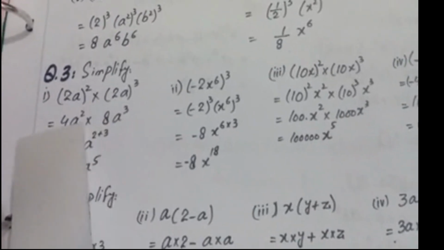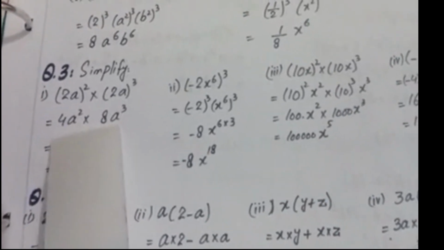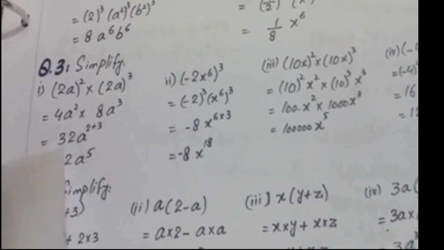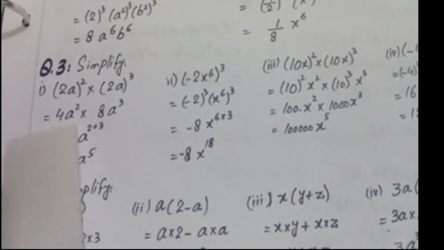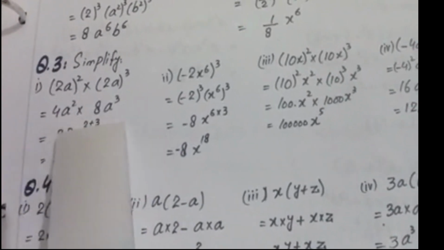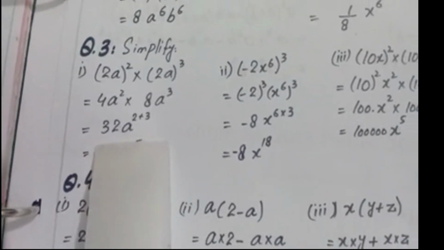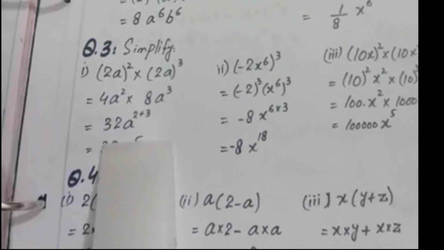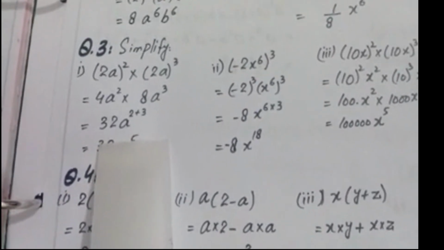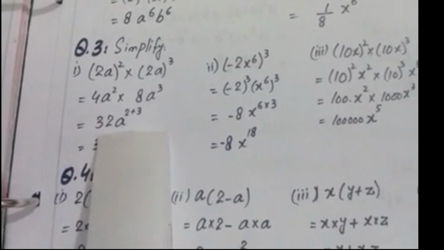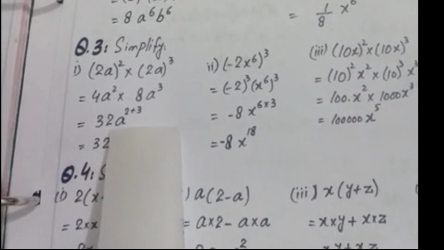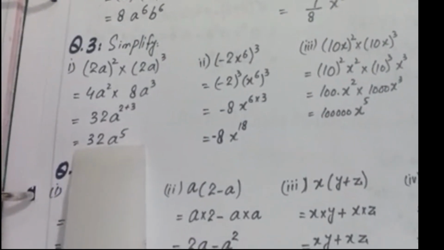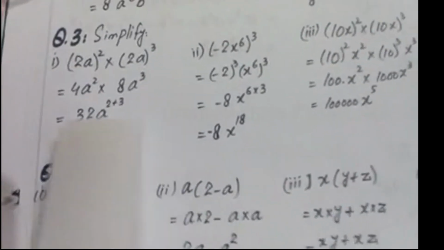Now multiply 4a² with 8a³. We will multiply coefficients of both, 4 and 8. 8 4s are 32. And when we multiply a² by a³, their powers will be added, because when we are multiplying two numbers with same base, their powers will be added. So this will become a raised to power 2 plus 3, that is a raised to power 5. Answer is 32a⁵.